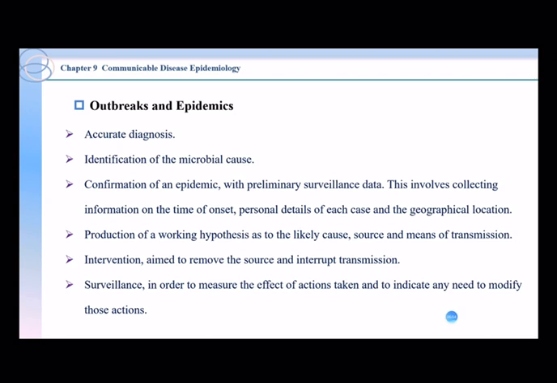If an outbreak of epidemic occurs, which means the epidemic has spread, in general the following approach should be taken: accurate diagnosis, identification of the microbial cause, confirmation of an epidemic with preliminary surveillance data, and the production of a working hypothesis as to the likely cause, source, and means of transmission. The intervention aims to remove the source and interrupt transmission. And finally, surveillance in order to measure the effects of actions taken and to indicate any need to modify those actions.